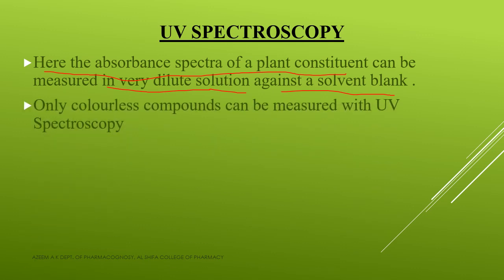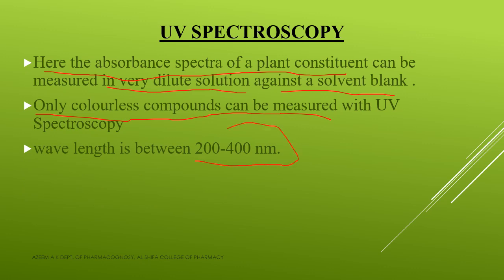In UV spectroscopy, only colorless compounds can be selected for analysis. For identification or analytical purposes, only colorless compounds can be used for estimation with UV spectroscopy. The wave range in UV spectroscopy is roughly between 200 and 400 nanometer.